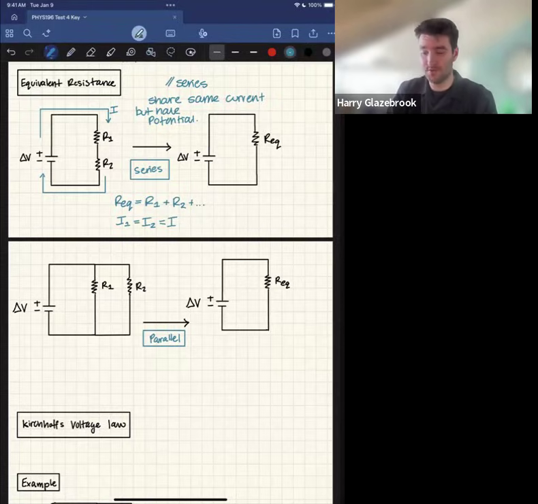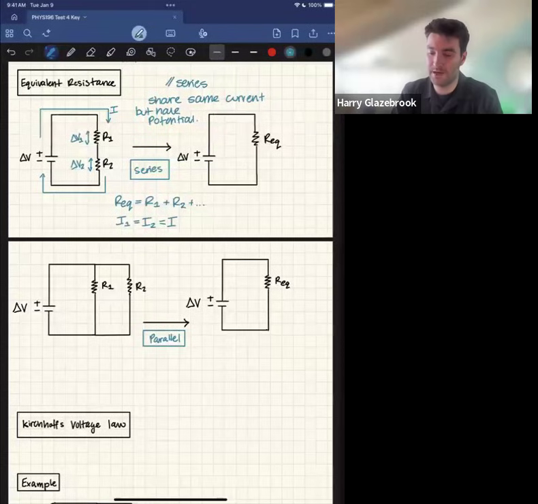When it comes to potential, the potential difference across resistor 1 and the potential difference across resistor 2 do not equal, but they do add up to equal the potential of the battery. You might have seen this in class written as: if delta V is the potential of my battery, that's just going to equal the potential difference across my first resistor plus the potential difference across my second resistor.